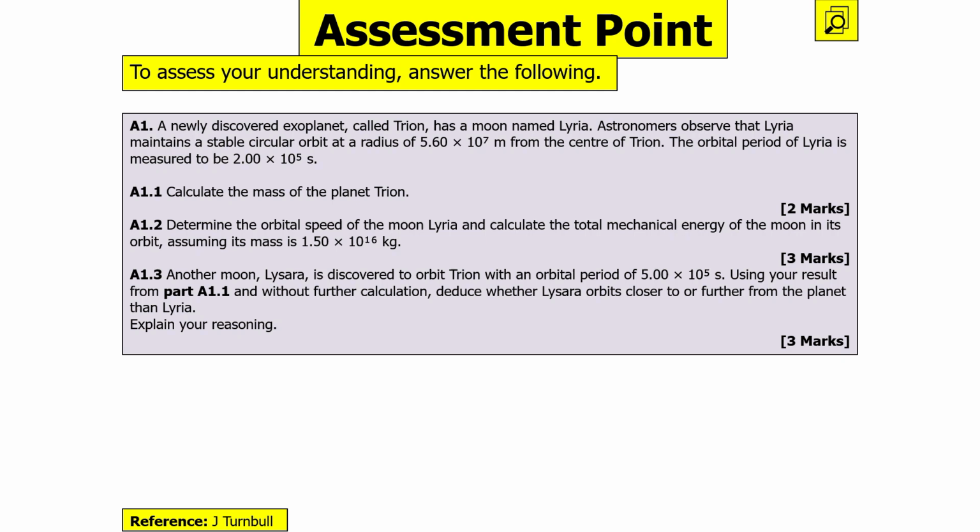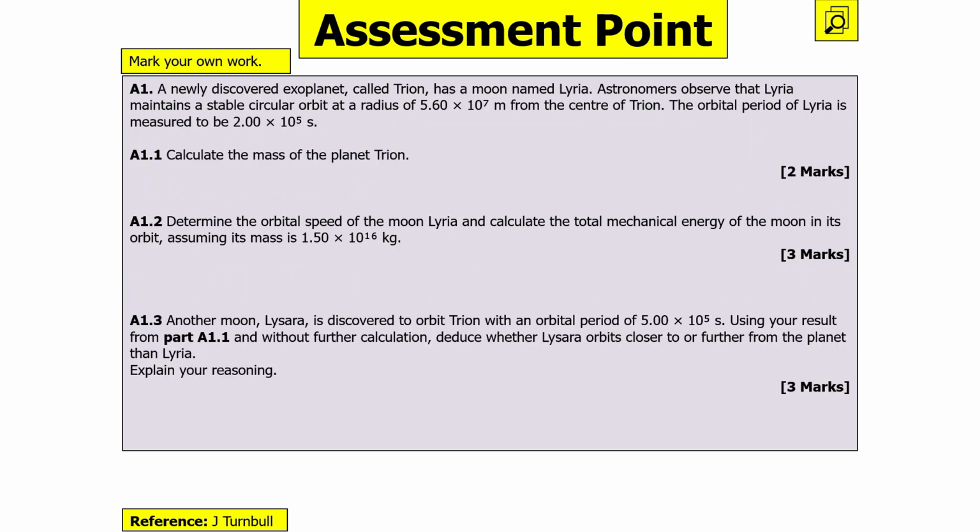Another moon, Lysara, is discovered to orbit Trion with an orbital period of 5 times 10 to the 5 seconds. Use your result from A 1.1 without further calculation to deduce whether Lysara orbits closer or further from the planet than Lyraea. Explain your reasoning. So, pause the video now, then unpause the video when you want to go through your answer.